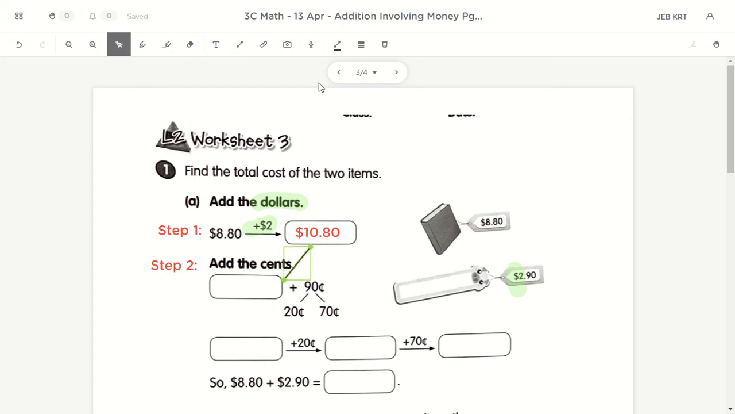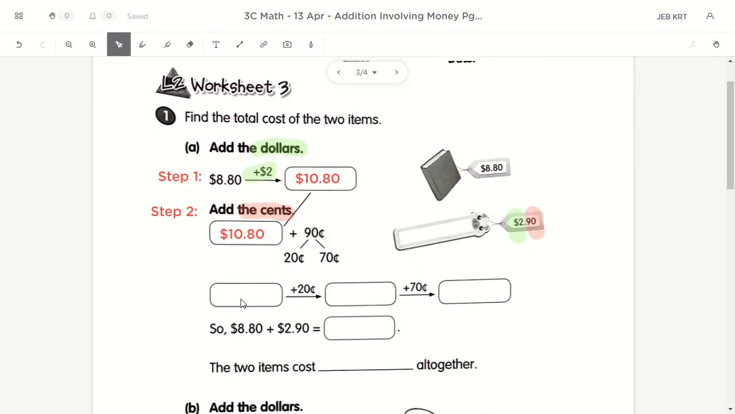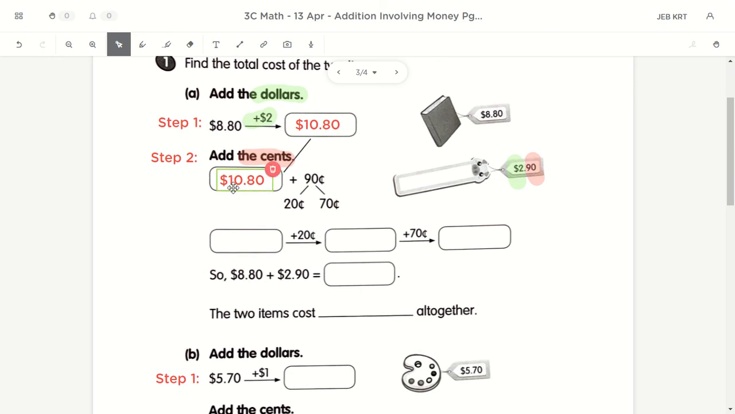You bring the answer to step 2. So now what you're going to do, you will be adding the cents part, which is the 90 cents over here. So let me write the $10.80 down first. So you have $10.80. Okay, so now realize that you need to add 90 cents to $10.80, and you realize that 80 cents plus 90 cents will definitely go more than $1.